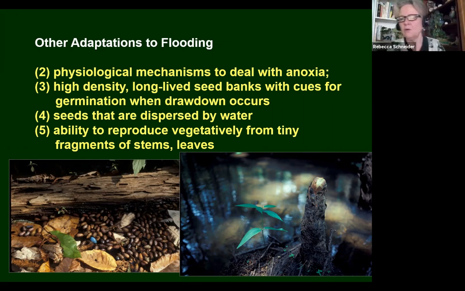They have seeds that are dispersed by water because they're grown right by flowing water, so they have to be adapted to float. And they also have the ability to reproduce vegetatively from tiny fragments, little pieces of branches. So willows in particular, you can break off a branch and it can reproduce from that. And it's a strategy for restoring streams to use lots of segments of branches of willow and bury them in the shoreline of the stream so they will grow and root.